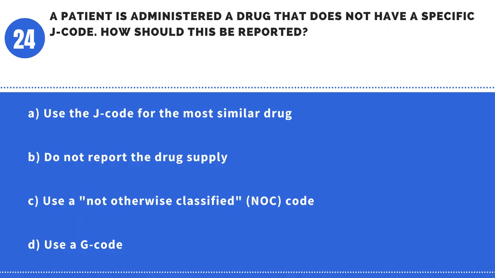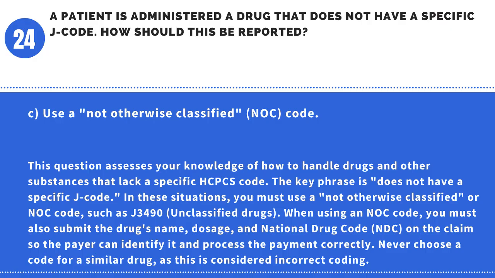Question 24. A patient is administered a drug that does not have a specific J code. How should this be reported? A. Use the J code for the most similar drug. B. Do not report the drug supply. C. Use a not otherwise classified NOC code. D. Use a G code. Answer: C. Use a not otherwise classified NOC code.